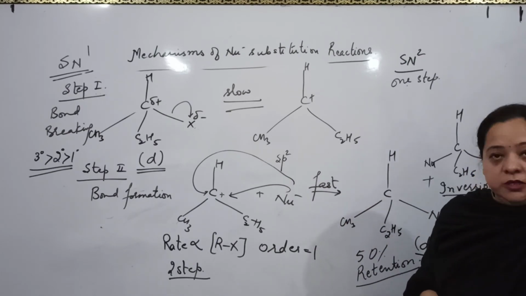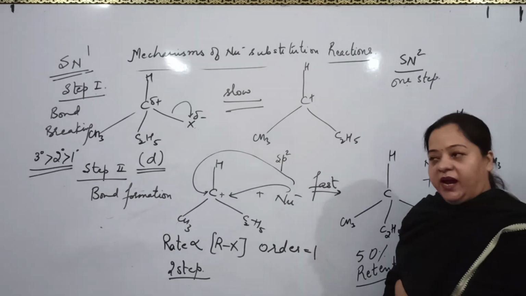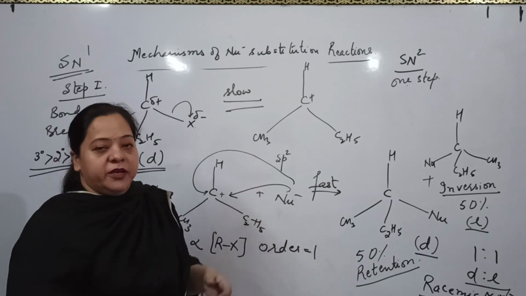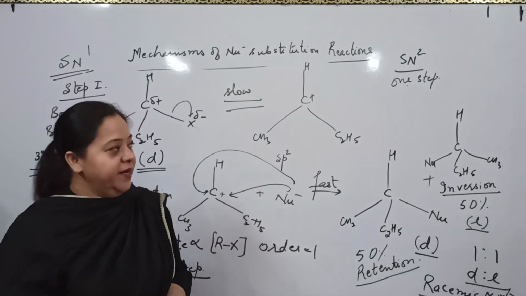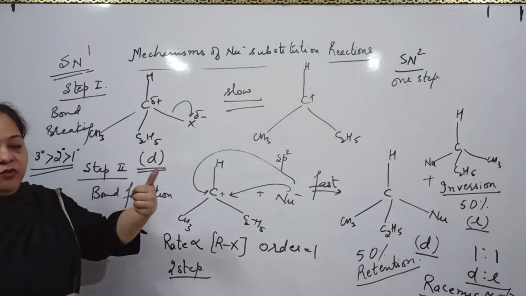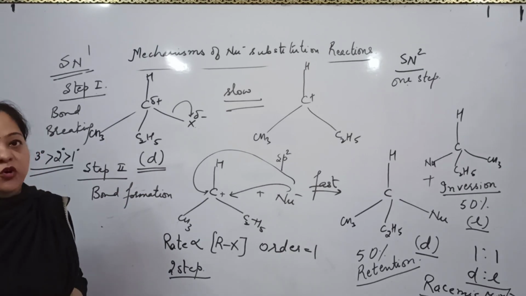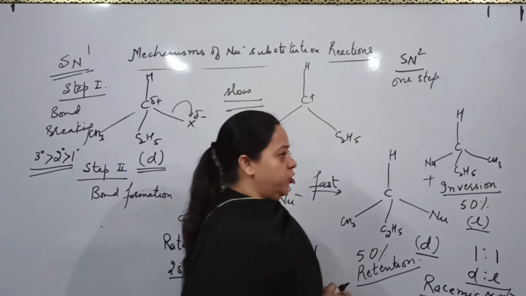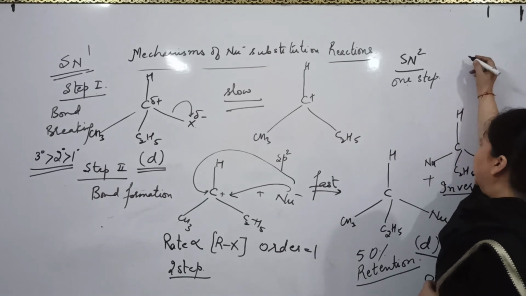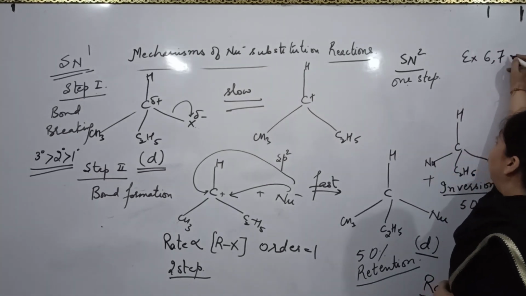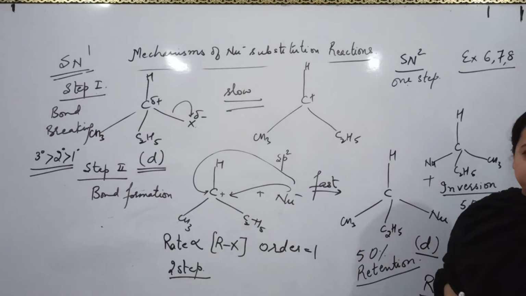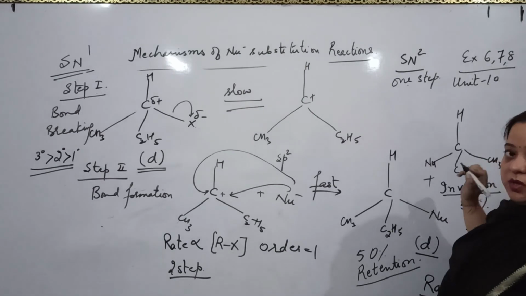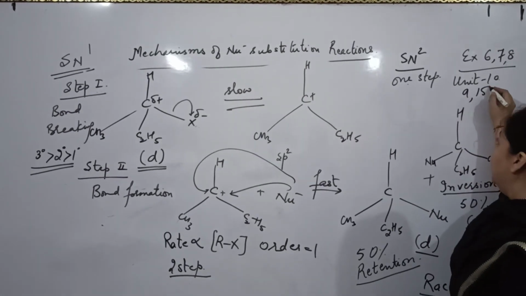Hopefully you have understood the SN1 and SN2 mechanisms, and now you must be able to answer a few questions on this basis, like the order of reactivity of the different types of alkyl halides in SN1 mechanism or in SN2 mechanism. You must now be able to compare and contrast SN1 and SN2 mechanisms, and your home task is to go through examples 6, 7 and 8 from NCERT Unit 10, and also the back exercise question numbers 9 and 15.